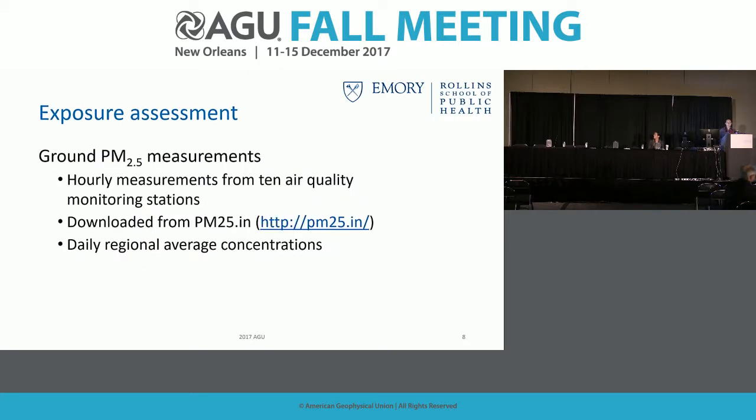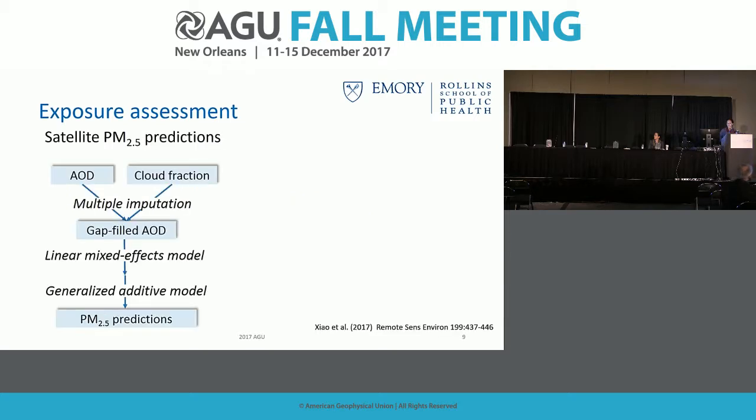To assess the exposure level from ground PM2.5 measurements, we downloaded the hourly measurements from PM25.in and removed continuous identical measurements. Since these monitors are clustered, we use the daily regional average concentrations to estimate exposure level. And to estimate PM2.5 exposure level from satellite predictions, we designed a 2-stage method.